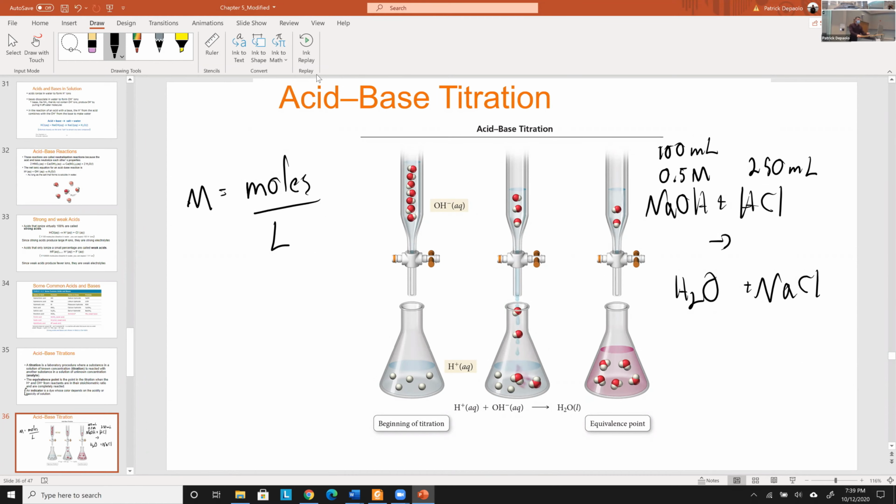The question would be, what is the concentration of HCl? That's what the question will ask. If it's unknown, you have 250 milliliters of it, you neutralize it with 100 milliliters of 0.5 molar NaOH. So here's how you would solve that problem. But first, does everybody understand or have any questions about what the problem is asking for?